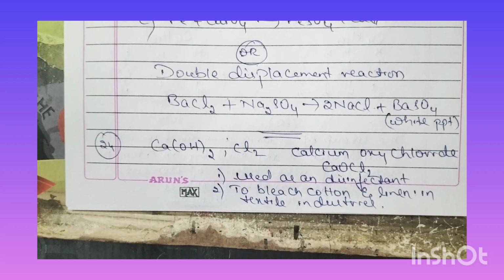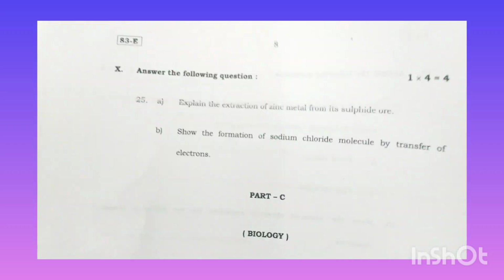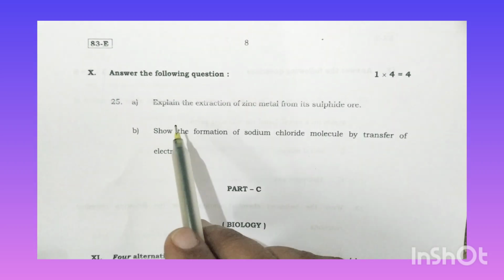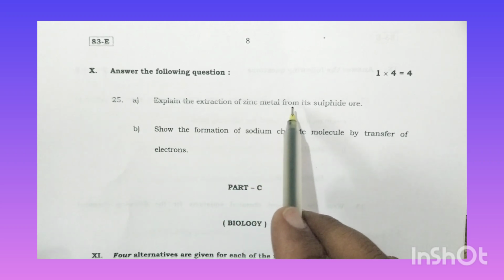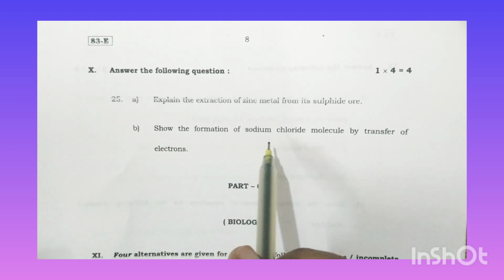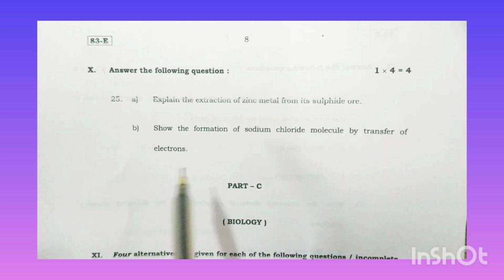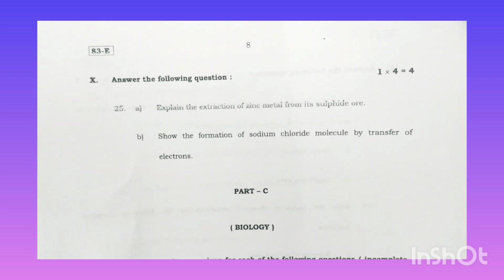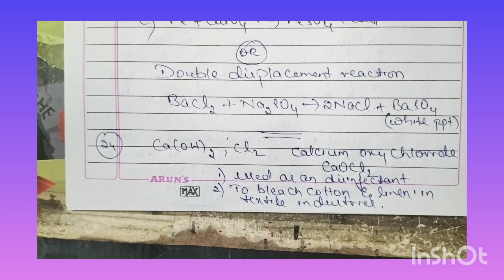Now let us answer the last question of chemistry, that is of paper 1, the 25th question. The 25th question is: explain the extraction of zinc metal from its sulfide ore. Show the formation of sodium chloride molecule by transfer of electrons. So let us answer the 25th question now.